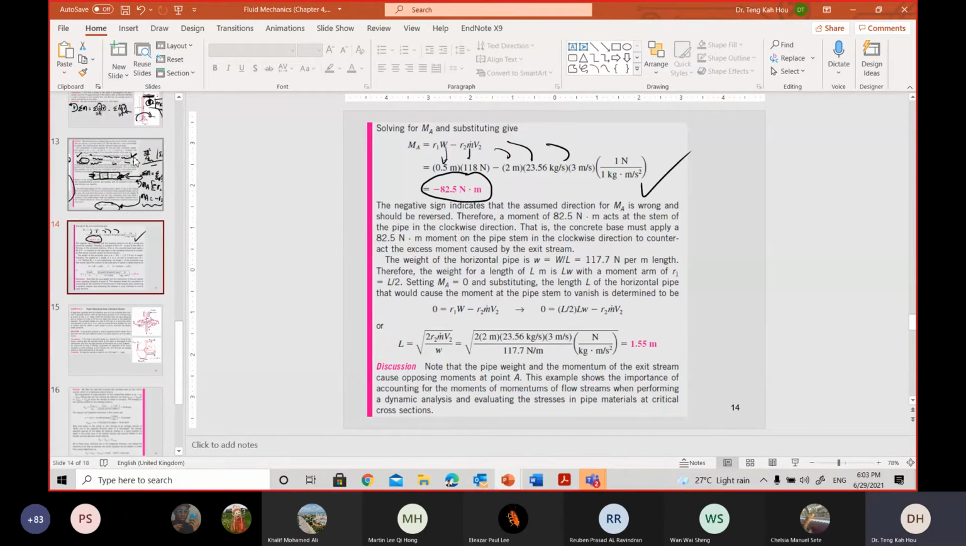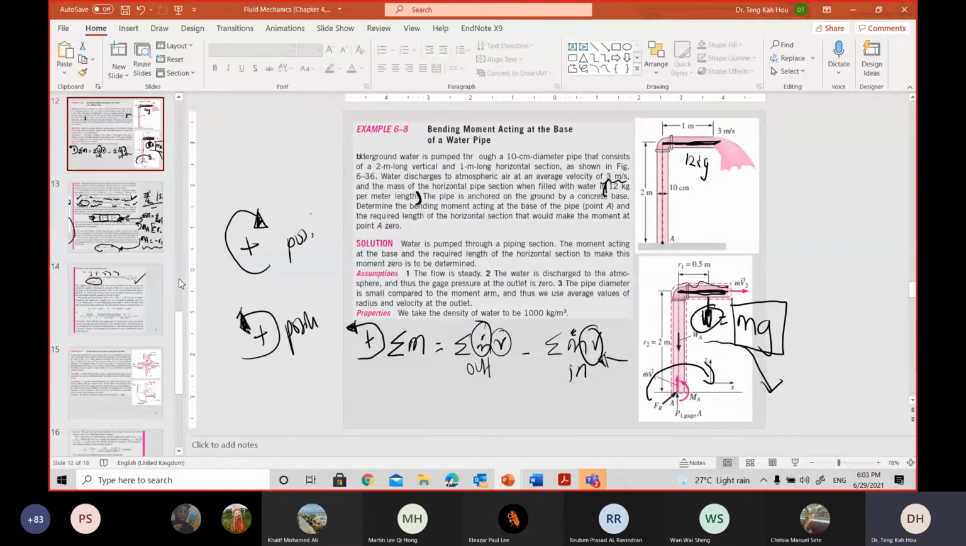Do you get what I mean? Just a hint for this. In this case, you know that the force acts in the middle of 1 meter, so you know your R1 is 0.5. But in case the question asks you, what is the required length of this horizontal section?